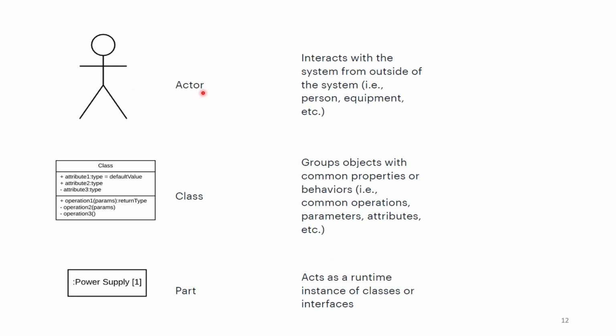And this symbol indicates the actor, where the actor can interact with the system from outside of the system. It can be a person, or any equipment. It can be anything connected externally to the system. So we call it an actor.